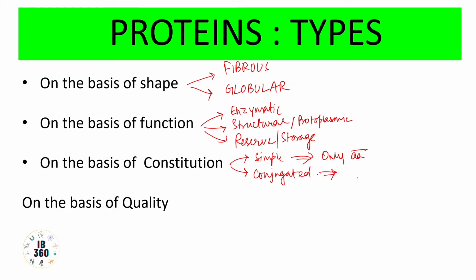Conjugated means some cofactors would be present along with amino acid. And according to the cofactors, or according to the prosthetic groups which are linked with the amino acids, they are named accordingly. There are several types, like nucleoproteins. Nucleoproteins would have certain nucleic acids like DNA or RNA, attached to the enzyme, attached to the only amino acid part.